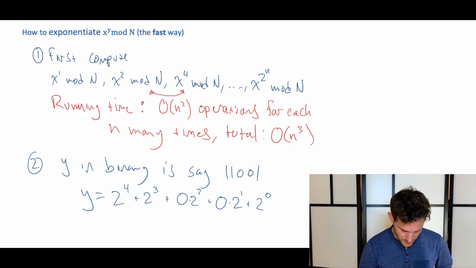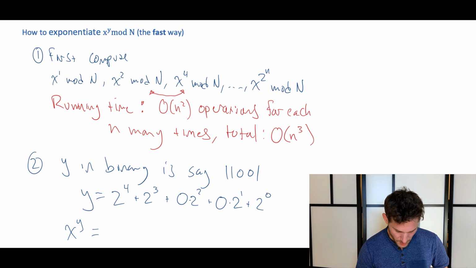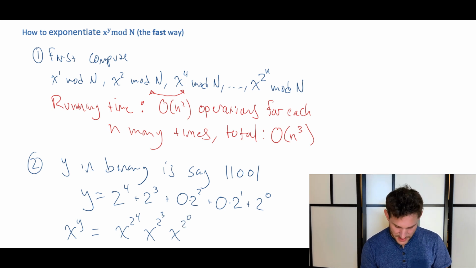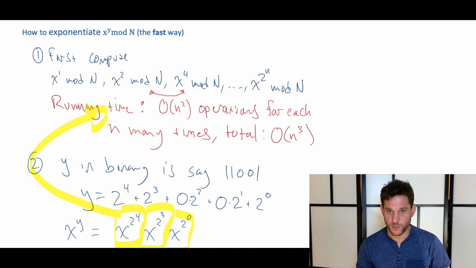Now, notice that x to the y is equal to x to the 2 to the 4 times x to the 2 to the 3 times x to the 2 to the 0. You'll notice that each of these terms right here were all computed above. We already did these things in the previous step. We've already gotten all of these terms. So all that's left to do is to multiply all of these things together.